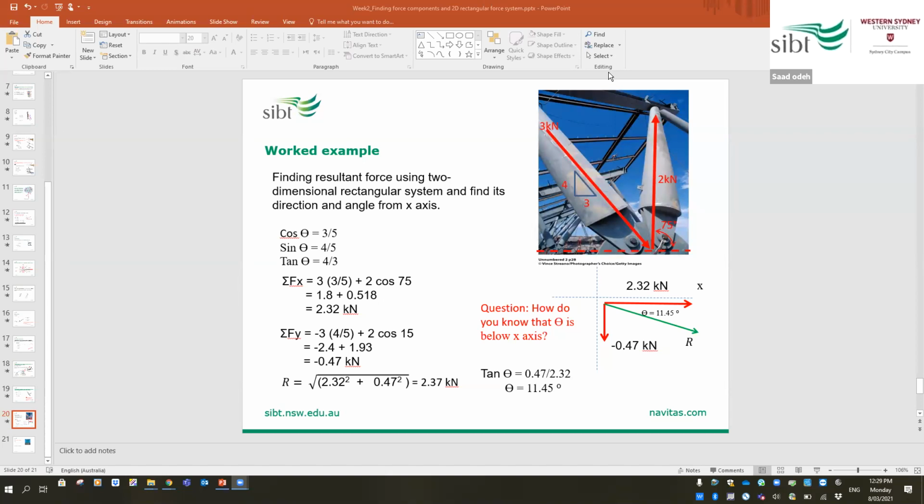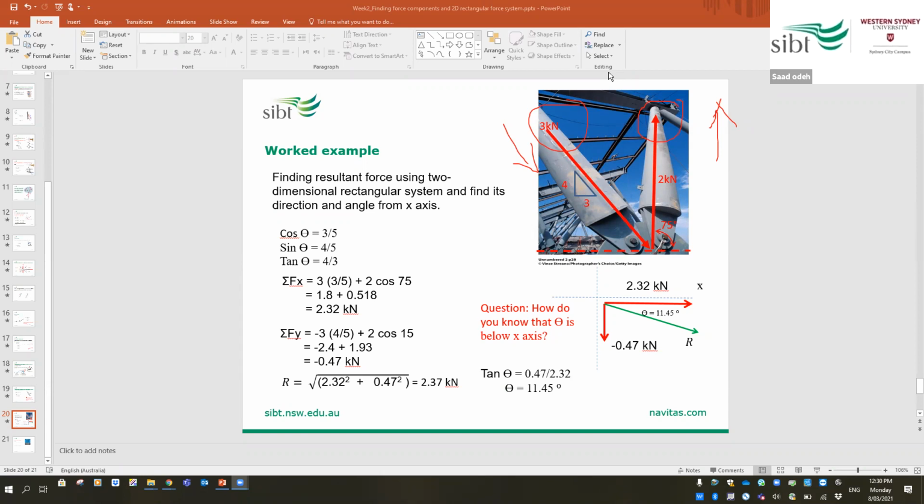If you have more than one resultant force, like the figure here, this picture shows a building structure, and you can see we have huge beams here. Each beam has a certain force. So the first one has 2 kilonewton upward, while the second one has 3 kilonewton going downward. And if we have this kind of forces, we want to find the summation, or the resultant force, of these two beam forces.